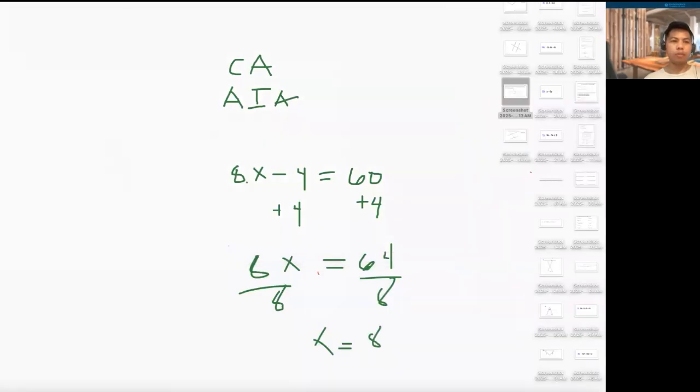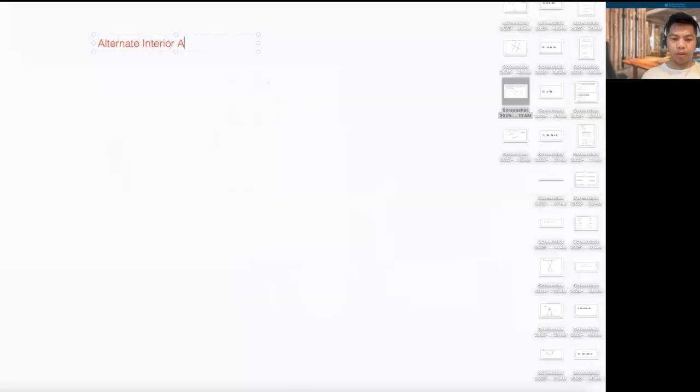I have a question. What did you say the correct name was for the angle that I was calling the Z method? I didn't get to write it down. What was it called? Alternate interior angle. Thank you. You're welcome.